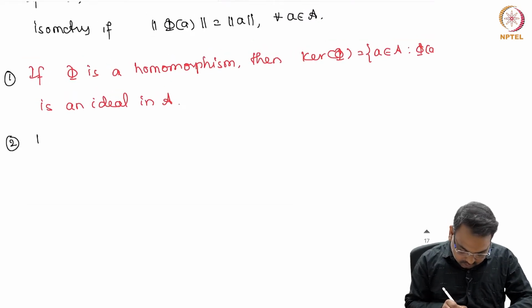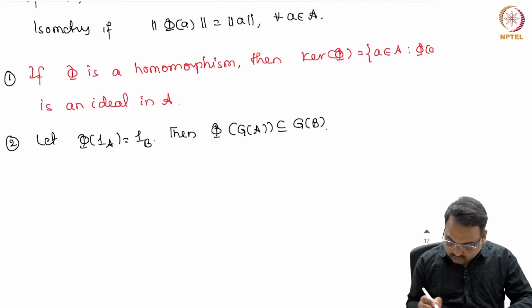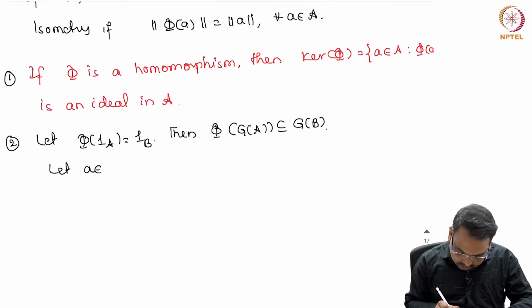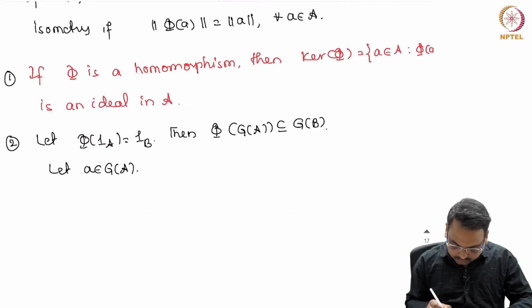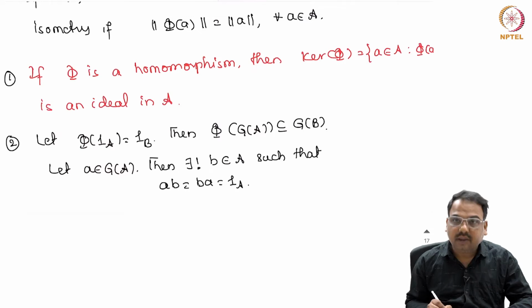So let phi of 1A equal 1B, then phi of GA is contained in GB. So let us take an element a in GA, then there exists a unique b in A such that ab equals ba equals 1A.